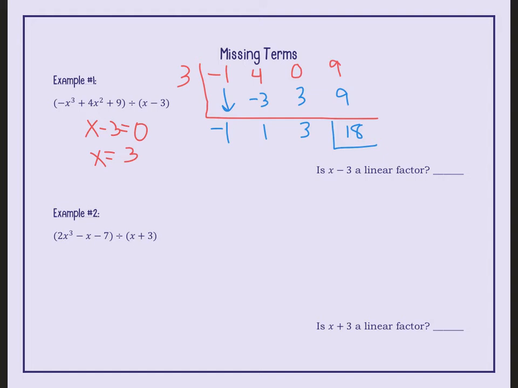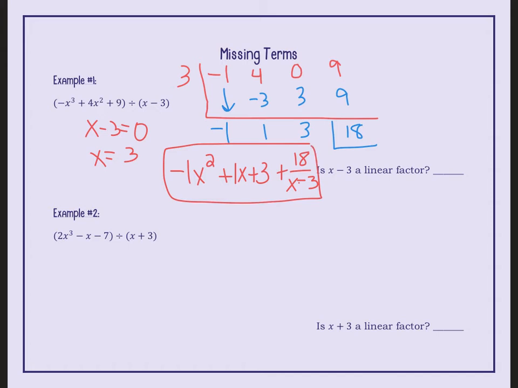Okay, so my answer for this is going to be negative 1x squared plus 1x plus 3 plus 18 over x minus 3. And since there's a remainder, that is not one of the linear factors.